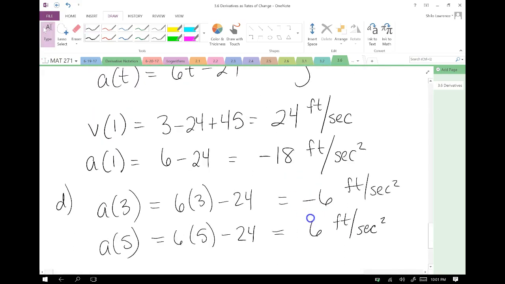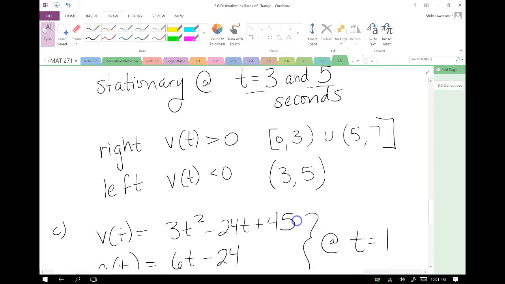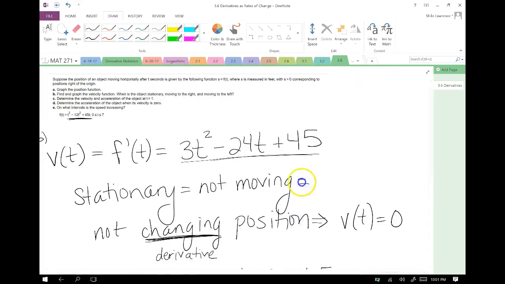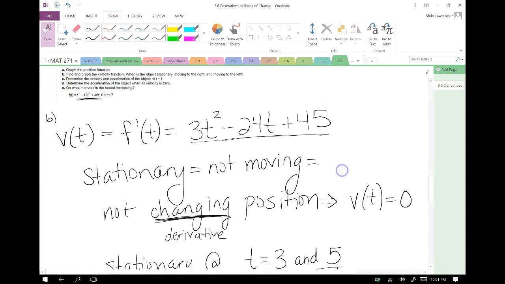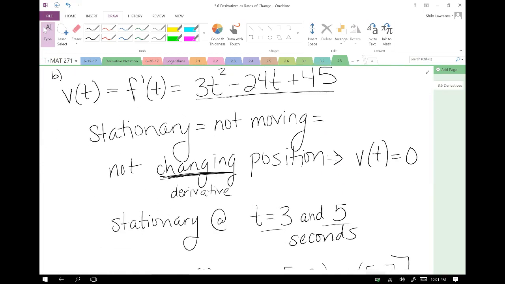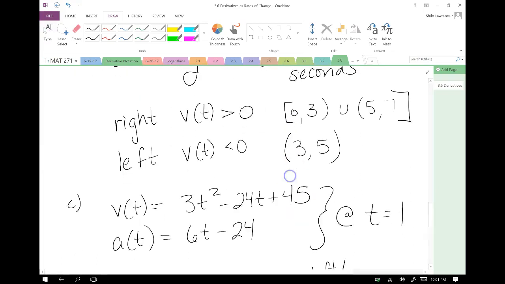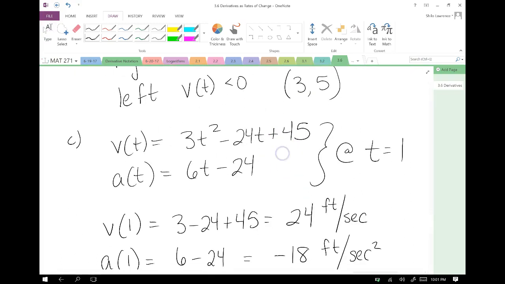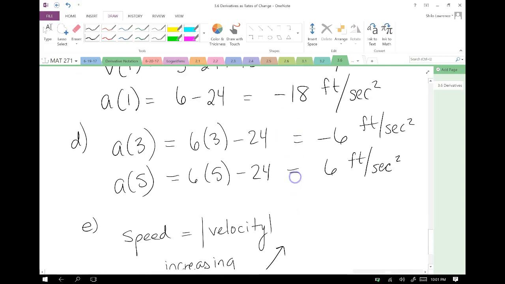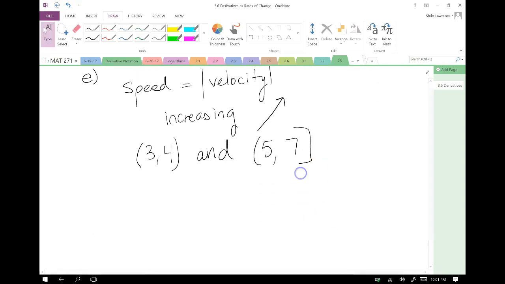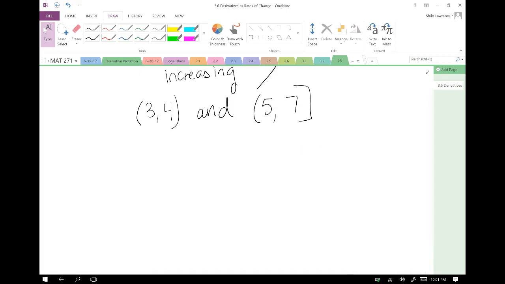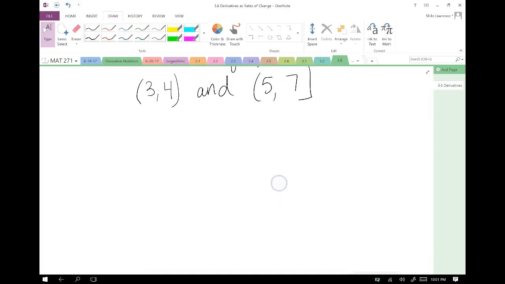Okay, so all sorts of different information just from a position function. All we were given at the beginning was a position function, and we've figured out all sorts of stuff about its velocity and its speed and its acceleration, when it's stationary, when it's moving to the right, when it's moving to the left, all sorts of great stuff. So I want to look at one more example with you. This one's completely different, asks us to do some completely different things as well.